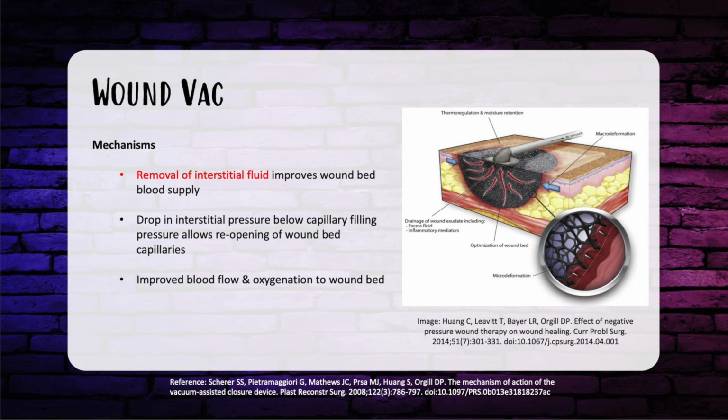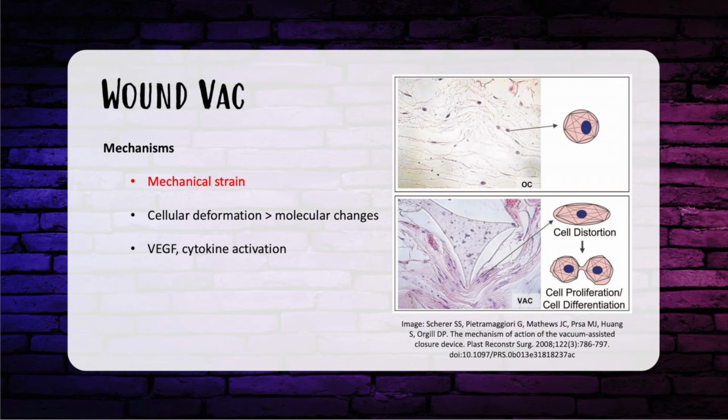Well, there are two main mechanisms. One of the most important ways it speeds wound healing is by sucking out the interstitial fluid, which in turn promotes more effective blood supply to the wound bed, thereby promoting wound healing. When the fluid is removed from the interstitial space, the interstitial pressure drops below the capillary filling pressures, which allows a reopening of those wound bed capillaries, improving blood flow. Casey, what is the other important mechanism of how wound vacs work?